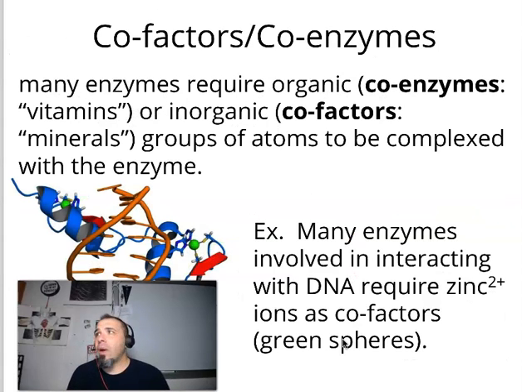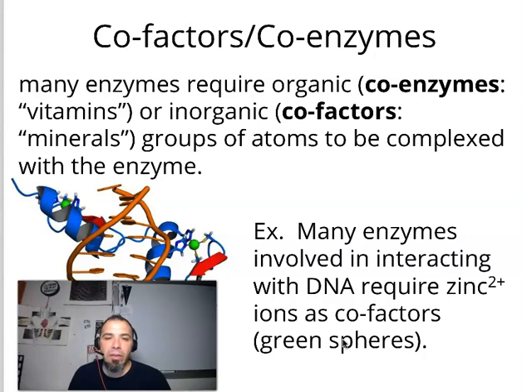Cofactors and coenzymes are substances that allow enzymes to work better. Many enzymes require an organic molecule, called a coenzyme, such as vitamins. Vitamin K, vitamin B, vitamin C, vitamin D, those are coenzymes. These are organic, so they've got carbon, hydrogen, and oxygen. Cofactors are minerals, atoms or groups of atoms that form a complex with the enzyme.